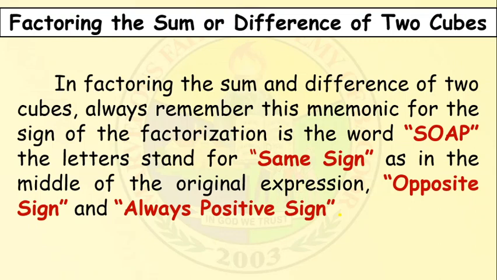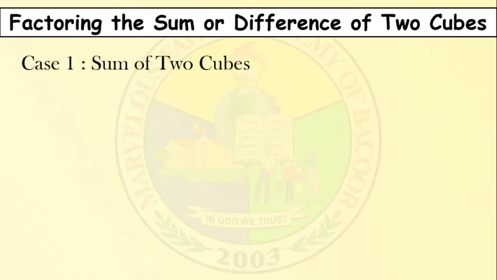So, in factoring the sum and difference of two cubes, always remember this mnemonic for the signs of the factorization: the word SOAP. The letters stand for S for same sign as in the middle of the original expression, O for opposite sign, and A for always positive. Okay, so always remember the word SOAP in factoring the sum and difference of two cubes. So let's have case number 1, the sum of two cubes.